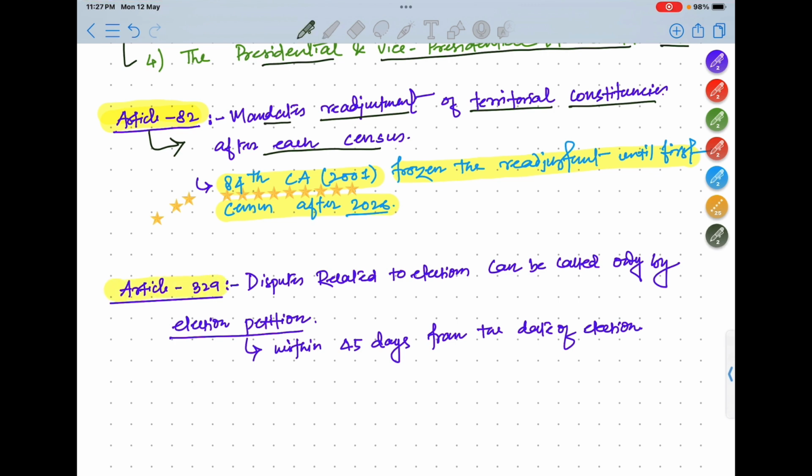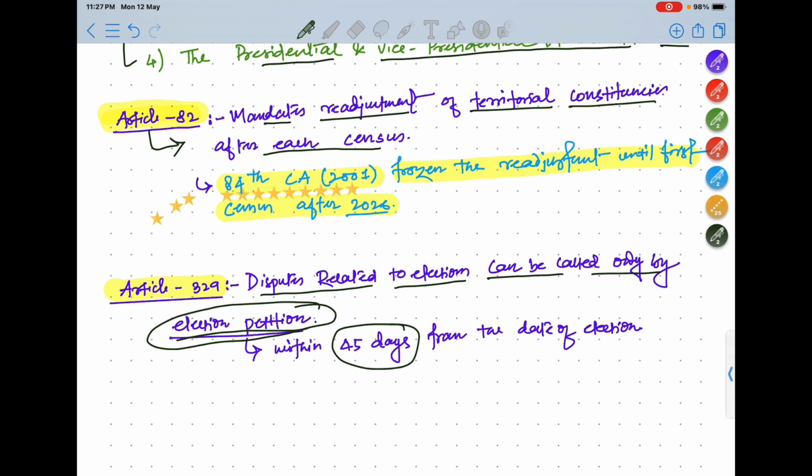Okay, next is Article 329. What does Article 329 say? It basically deals with disputes related to elections, and disputes related to elections can be raised only by an election petition. So in an election, if you have any dispute, you cannot directly approach the judiciary. You can approach the judiciary, but by an election petition, and that petition has to be filed within 45 days of the election. This is important.